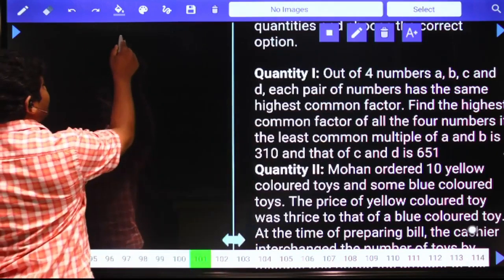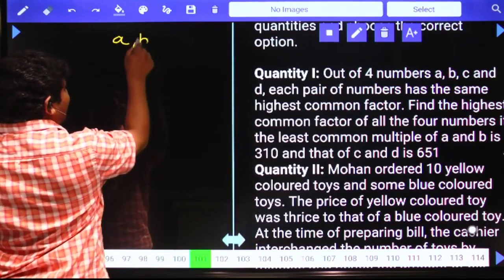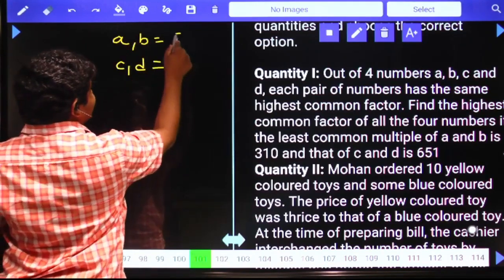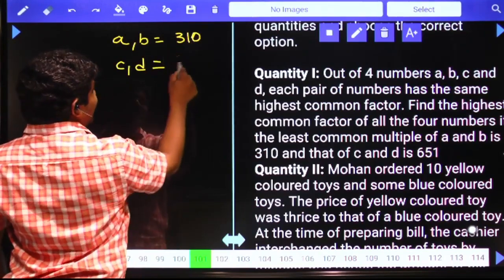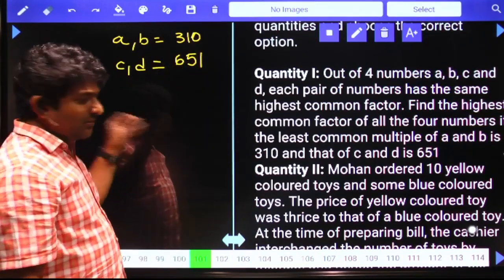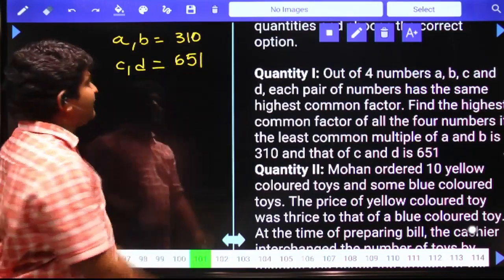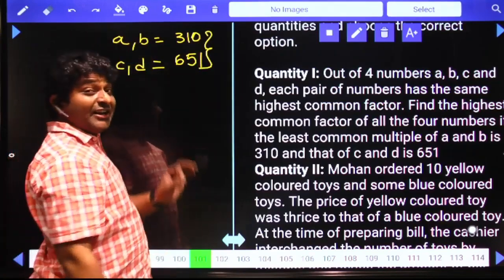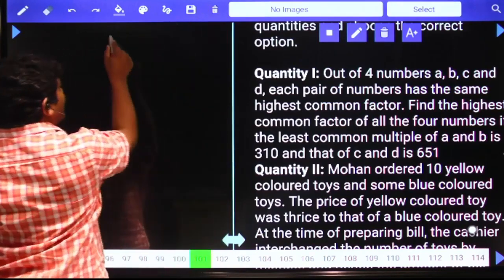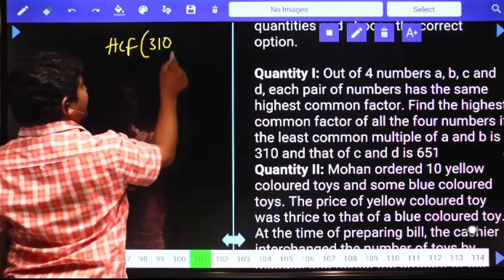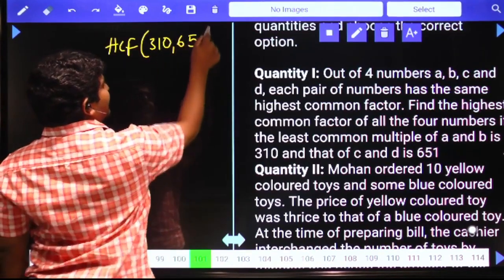Now, for A comma B and then for C comma D, LCM is given as 300 and then 10, and here it is equal to 651. I am just writing the information, not much. And you're asked to calculate HCF for both the numbers. Now, I would like to calculate HCF for 310 and then 651.